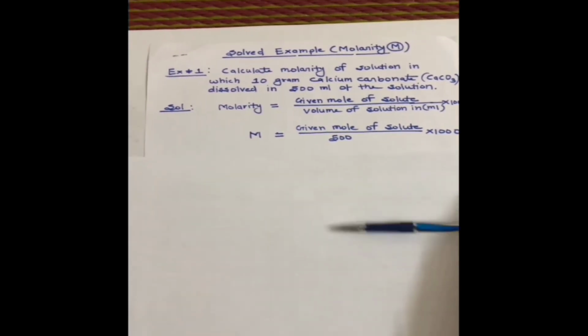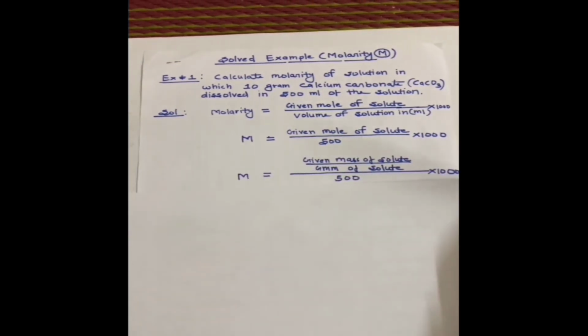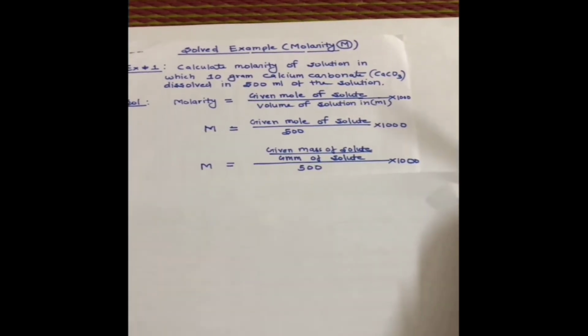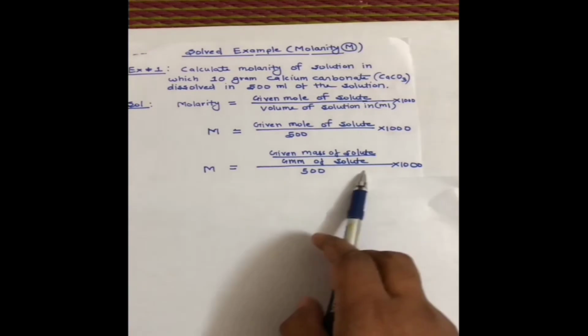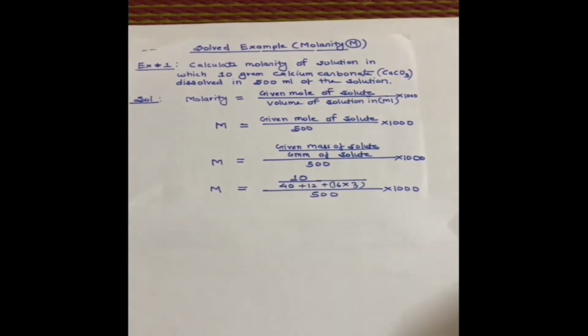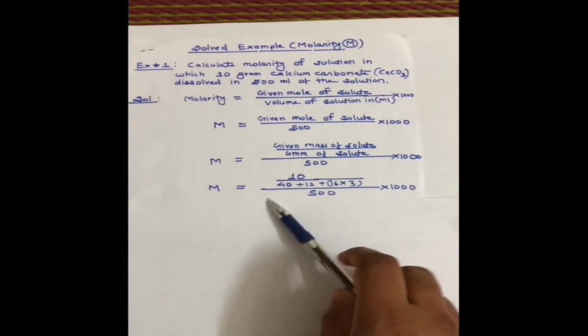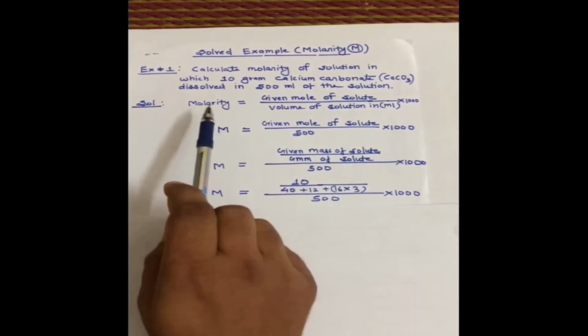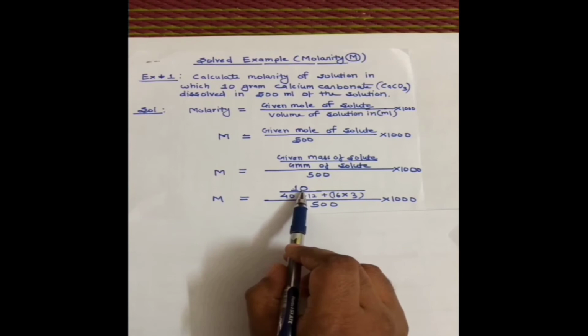Now how to calculate given mole of solute? Again we have a formula: given mass of solute divided by gram molecular mass of solute, right? Now given mass of solute divided by gram molecular mass of solute, divided by 500 and multiplied by 1000. Now what about given mass and GMM? The given mass of solute is already given in the question, 10 gram. That's why we put the value 10 here.